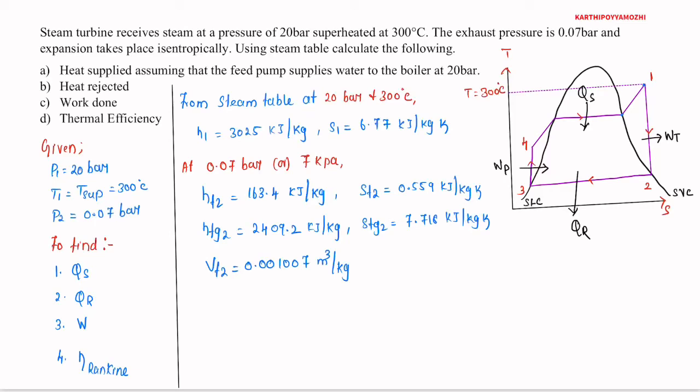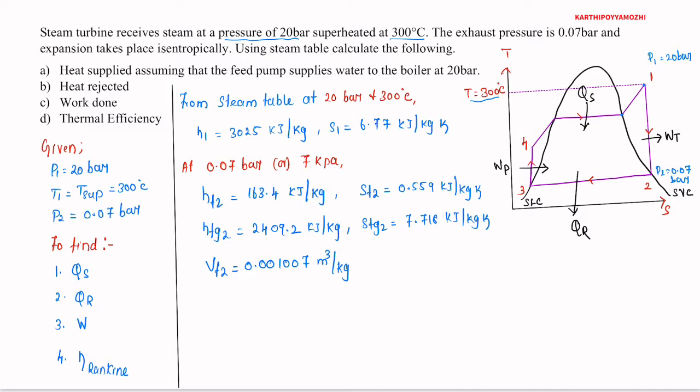A steam turbine receives steam at a pressure of 20 bar, superheated at 300 degrees Celsius. That is, at state 1, the pressure is given as 20 bar and the temperature is 300 degrees Celsius. The exhaust pressure is 0.07 bar and the expansion takes place isentropically. Therefore, at point 2, the pressure P2 is equal to 0.07 bar.